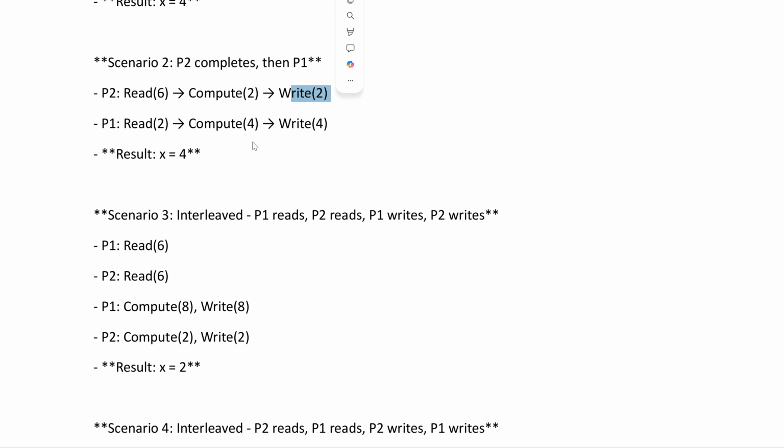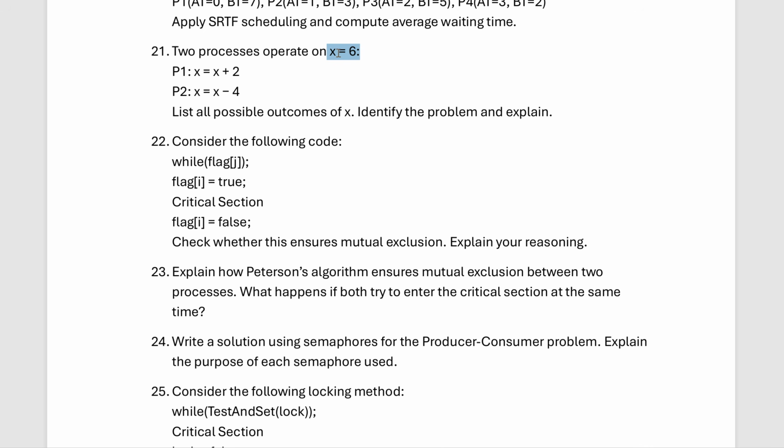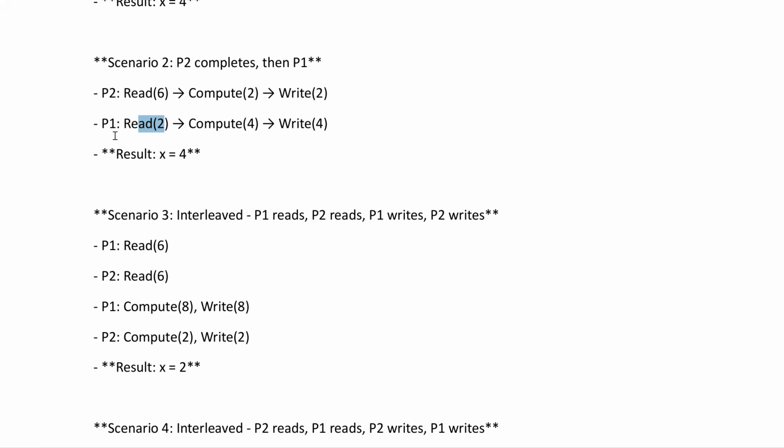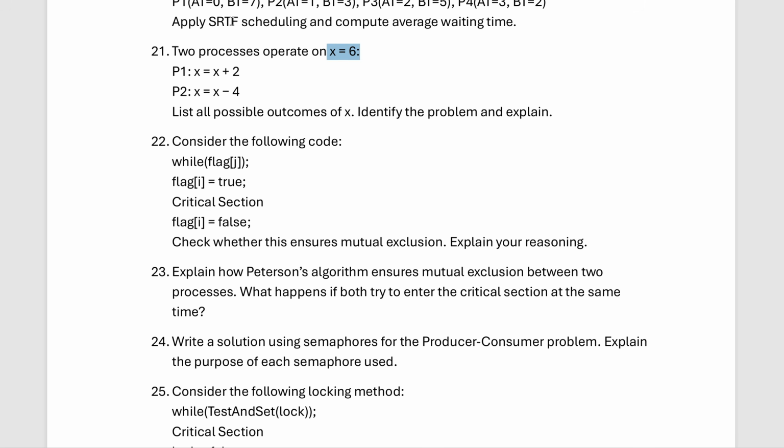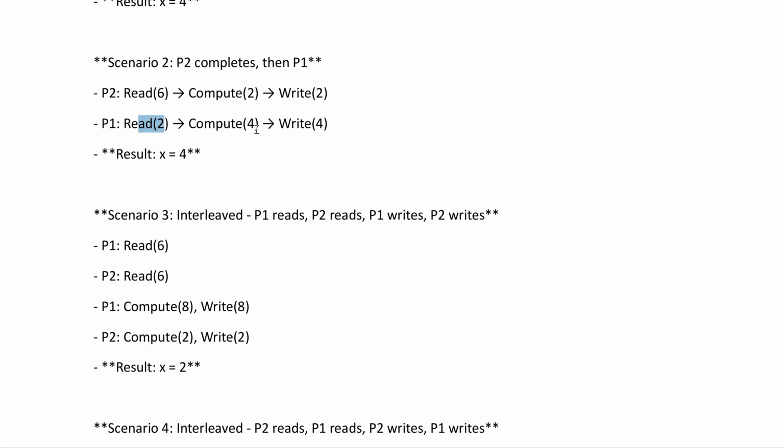Now P2 has written the value of x as 2. So P1 will read the value of x as 2 now, not 4, not 6. P1 now reads the value of x as 2 and not 6. So 2 plus 2 will be 4. So the value of x computed by P1 is 4 and 4 will be written. So in this case also, the value of x has been computed as 4 when P2 first executes, then P1.